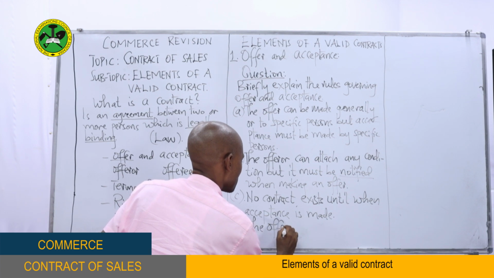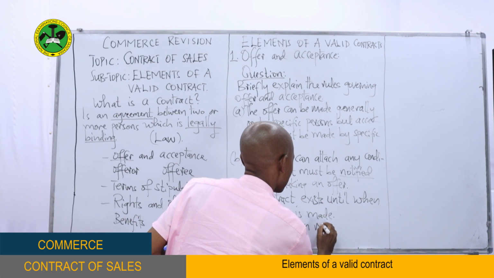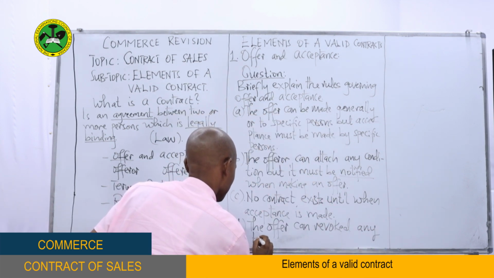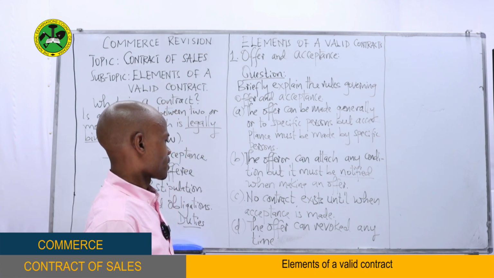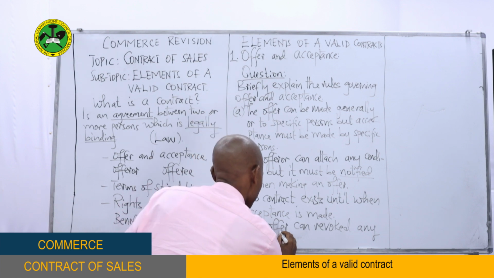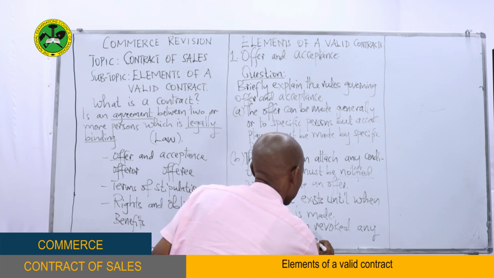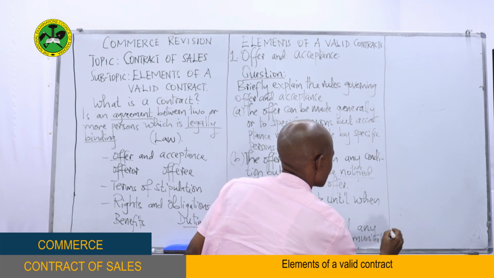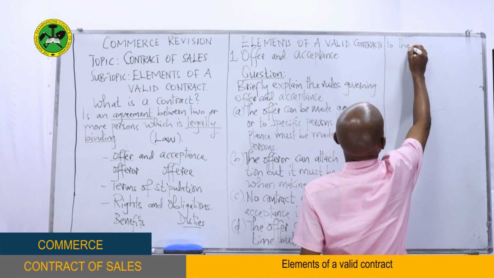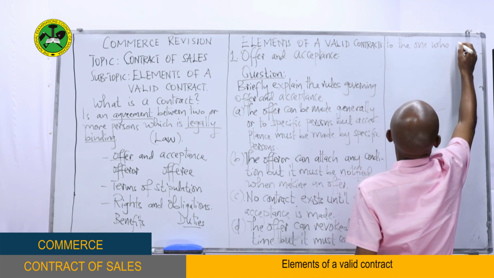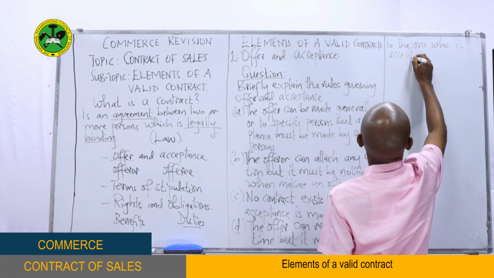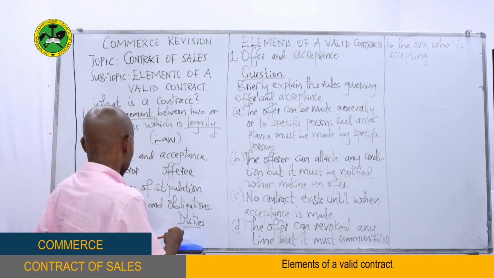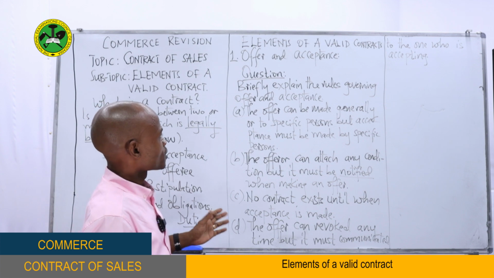So the offer can be revoked any time, but it must be communicated to the one who is accepting. So this is the fourth rule.